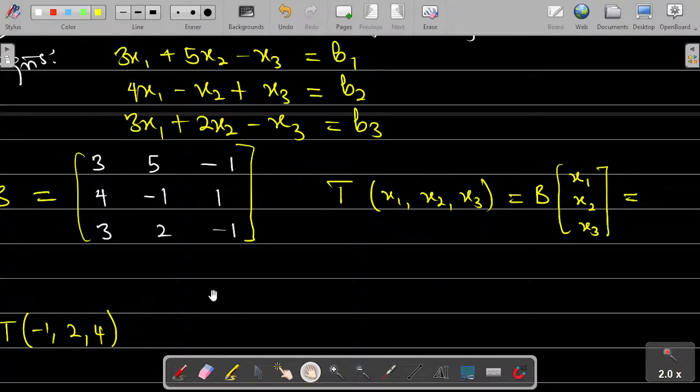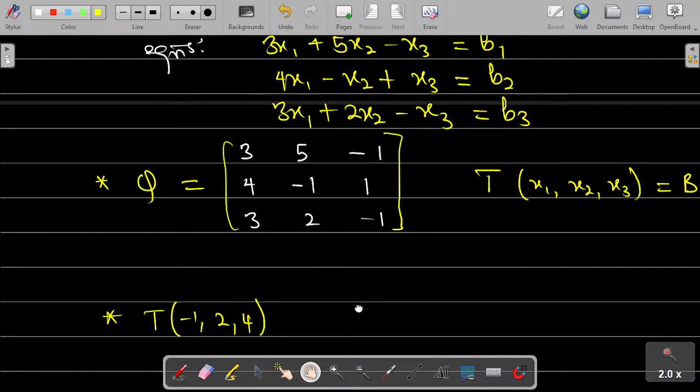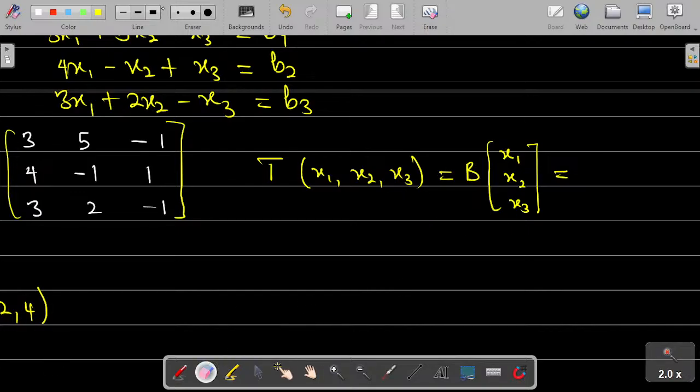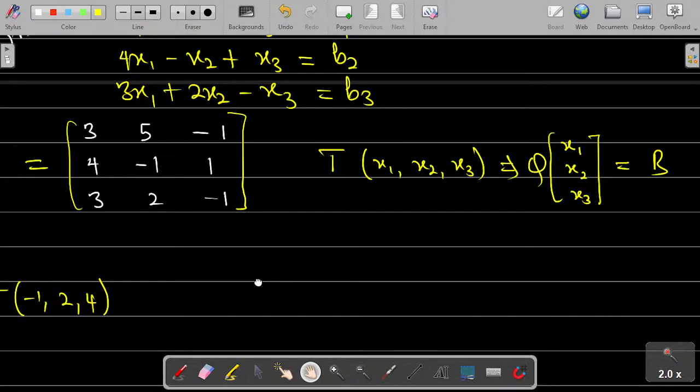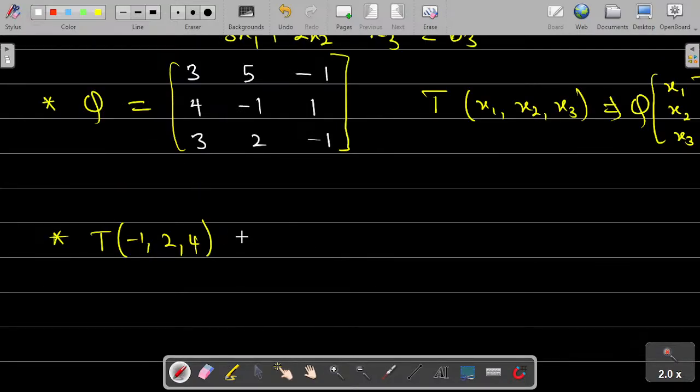Maybe I should have used another variable here, since our constant parts are b's. So maybe I should have used q here. So that means this would be equal to q times x, which should now be equal to b. So that's actually what the definition of this linear transformation does. By implication, we know what to do here already. And what are we going to do? So this is equal to q.